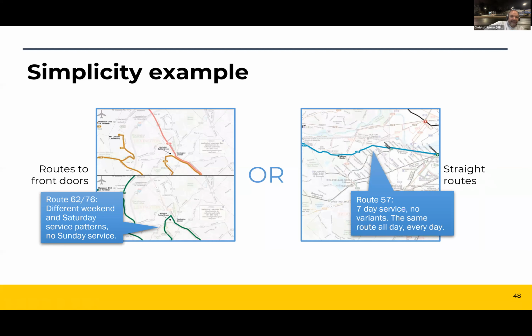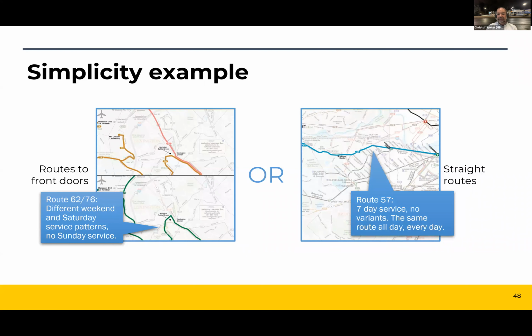And we have a lot of variation in the system. If you look at the 6276 patterns, those were actually set up so that the weekend and Saturday service patterns were completely different and there was no Sunday service at all. So depending what day of the week you were riding, you actually had to know a completely different route.